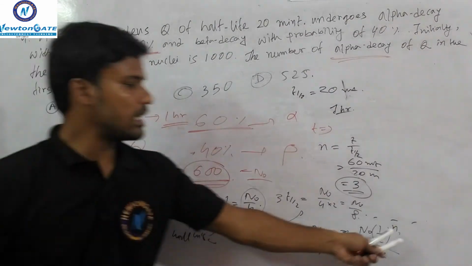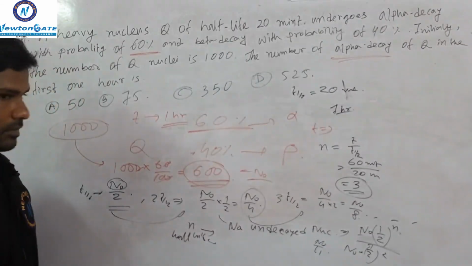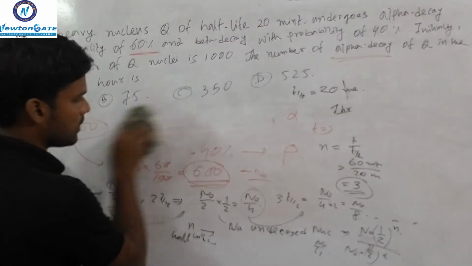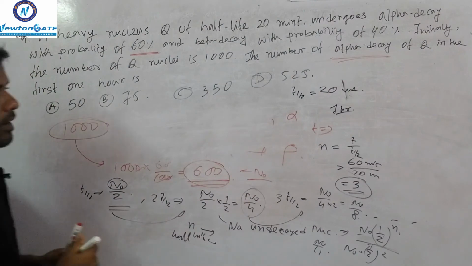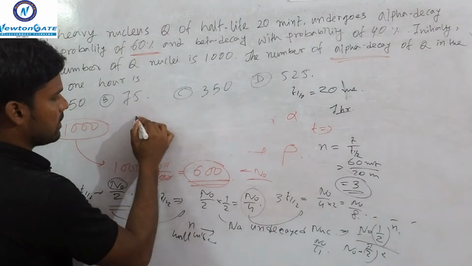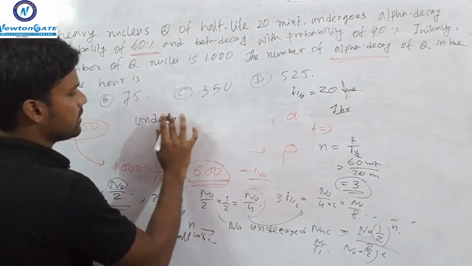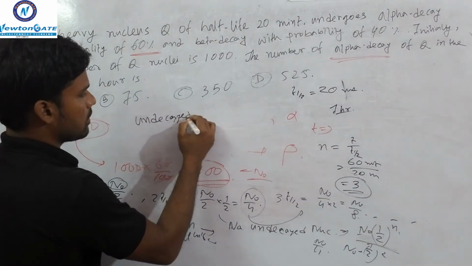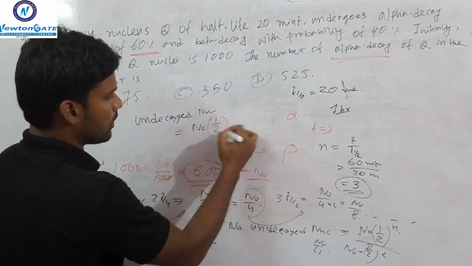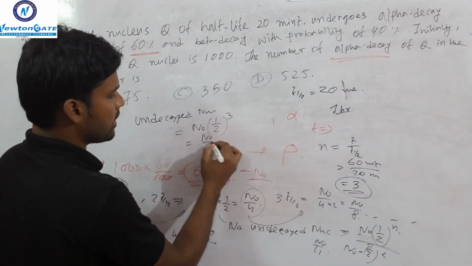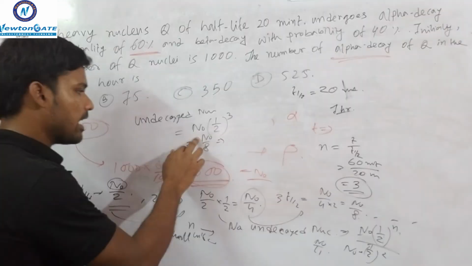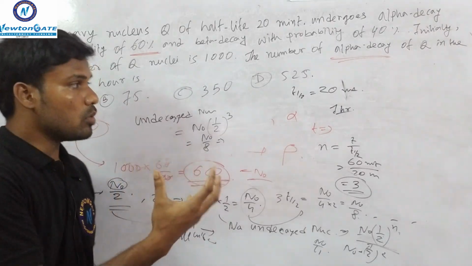So here n is given, that is 3, right? So after 1 hour, the number of half lives is 3, that means the undecayed nuclei remaining are N0 into half to the power 3, that means N0 by 8, right? So what is this N0? This N0 is what is initially ready to decay.